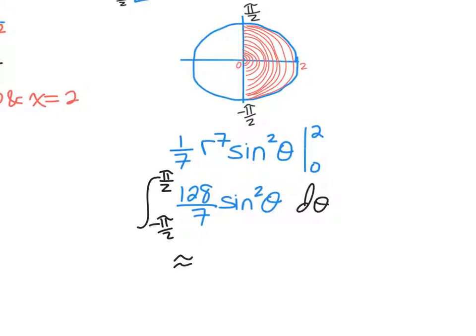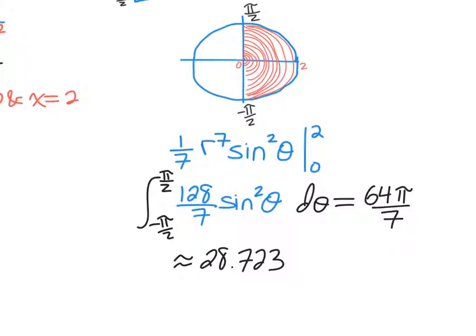Pi over 7. That sounds familiar. Yep. So in decimal form, 28.723 approximately. You end up with the exact value of 64 pi over 7.